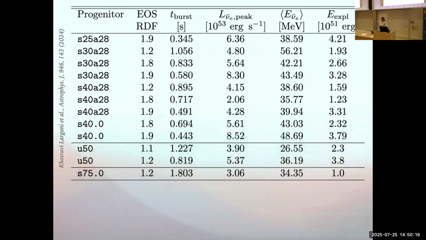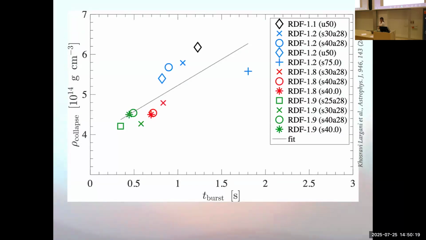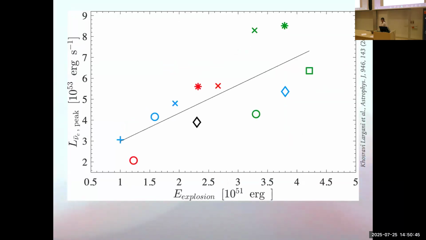At first glance, it might look random, but if we plot, for instance, the central density of the protoneutron star at the onset of collapse against the burst time, you see a linear correlation, which is more or less trivial. The equation of state shown here has a lower onset density for the phase transition compared to the ones here, and therefore, at a shorter time, we reach the density that leads to the explosion. Now, looking at the peak luminosity and explosion energy, we also see a linear relation: the higher the explosion energy, the higher the neutrino luminosity peak, and vice versa.